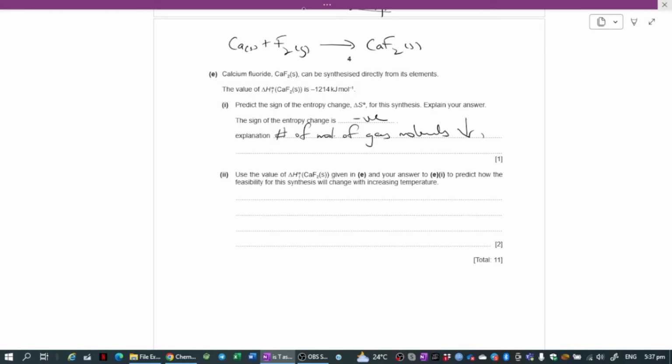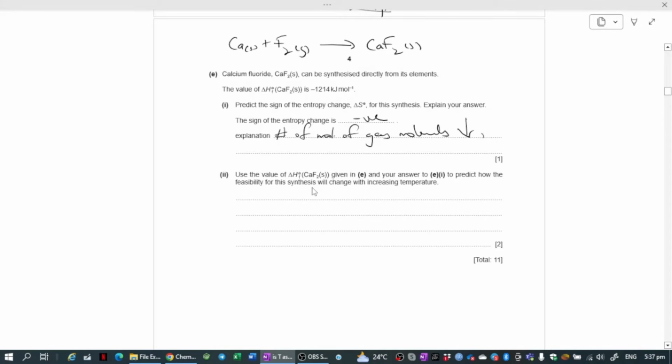Right? And then part 2 says, use the value of the formation enthalpy given in E and your answer in E1 to predict how the feasibility for this synthesis will change with increasing temperature. So when we talk about reaction feasibility, we of course have to make mention of delta G. So delta G is given by delta H minus T delta S. For a reaction to be feasible or spontaneous, delta G has to be less than 0. So delta G must be negative. Now, we have just indicated that delta S is negative. And we also see here that delta H is negative.